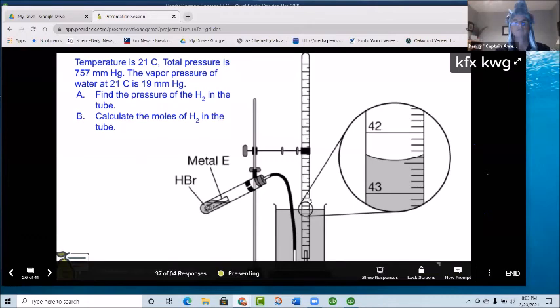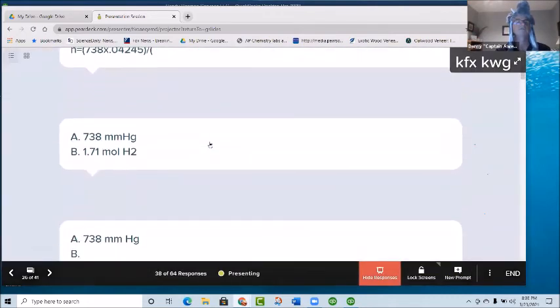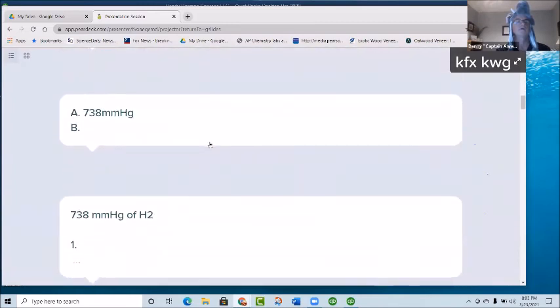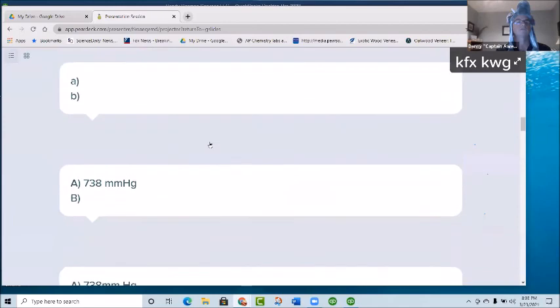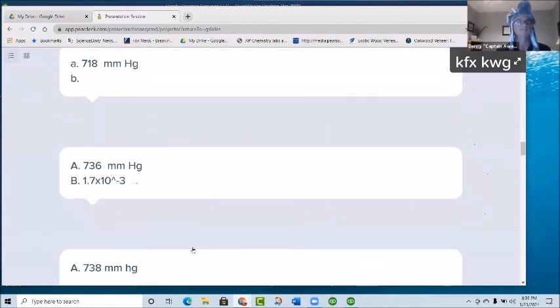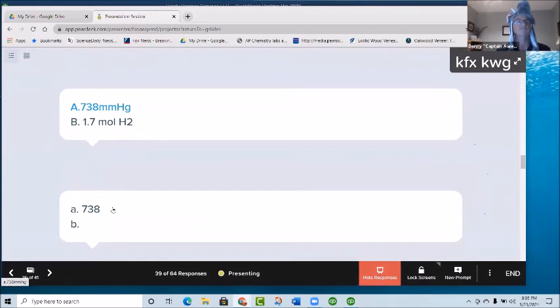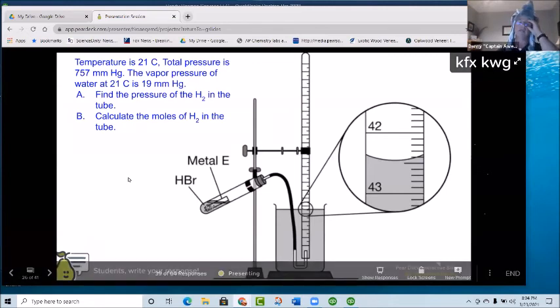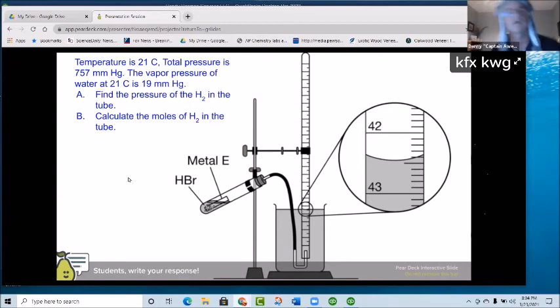All right, so let's see what y'all are getting. Looks like a lot of y'all are stuck on part B. Some of y'all are getting the right answer, and some of y'all are getting very close to the right answer. So let's go over how to do this. To calculate the moles, remember in PV equals nRT, n is the number of moles. So that's what we're looking for. That means n is going to be equal to P times V divided by R times T, right? So just move it around until you get n all by itself.